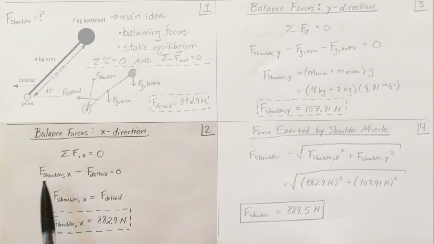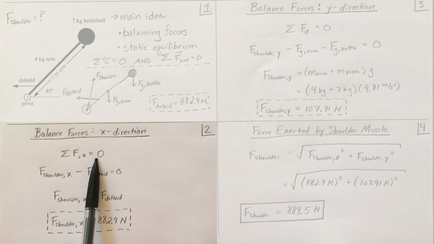In order to find the x component of the force applied by the shoulder, we sum all the forces in the x direction and set their sum equal to 0. The only forces acting in the x direction are the x component of the shoulder force and the force supplied by the deltoid muscle. We solve this equation for the x component of the shoulder force to find that it is equal to 882.9 newtons.